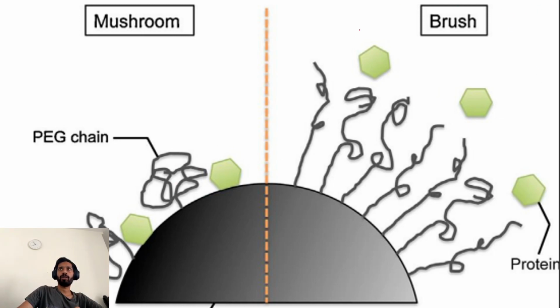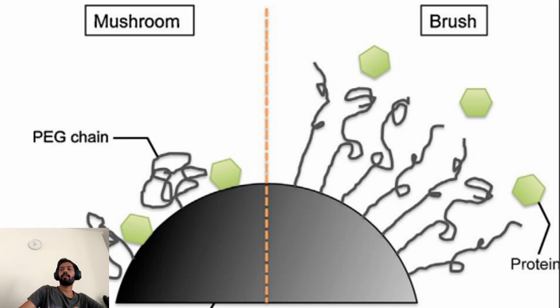Whereas the brush configuration is wherein you have single strands of PEG that extend more or less linearly at the periphery of the particle, sort of creating these bristles of a brush kind of shape. So what do you guys think will prevent the least amount of interaction with the particle?